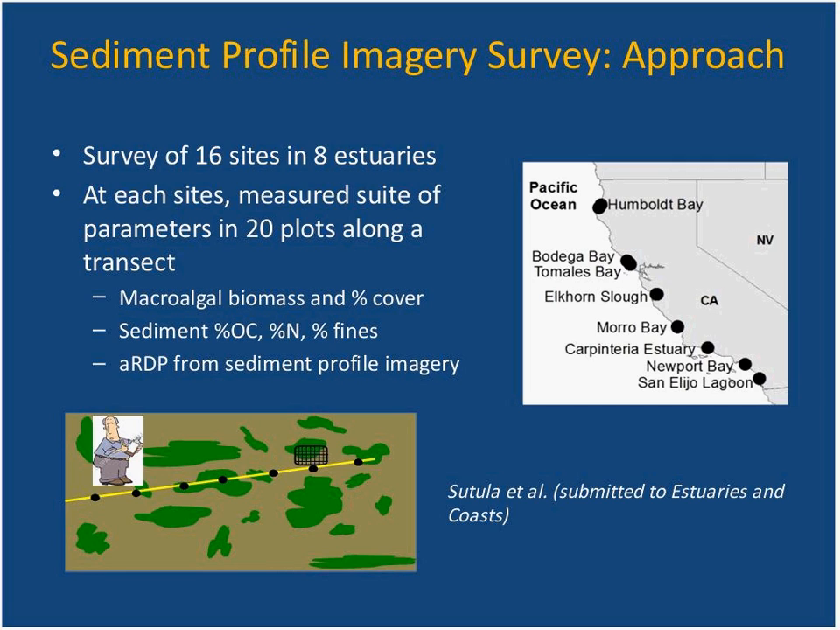16 sites in 8 estuaries. And at each of the sites, what we would do is go out and measure a suite of parameters in 20 plots along a single transect. What we're measuring is, first, we'll measure the algal biomass in percent cover. Then we'll take the sediment camera and take an image of the sediment so that we can go back to the lab and measure ARPD.